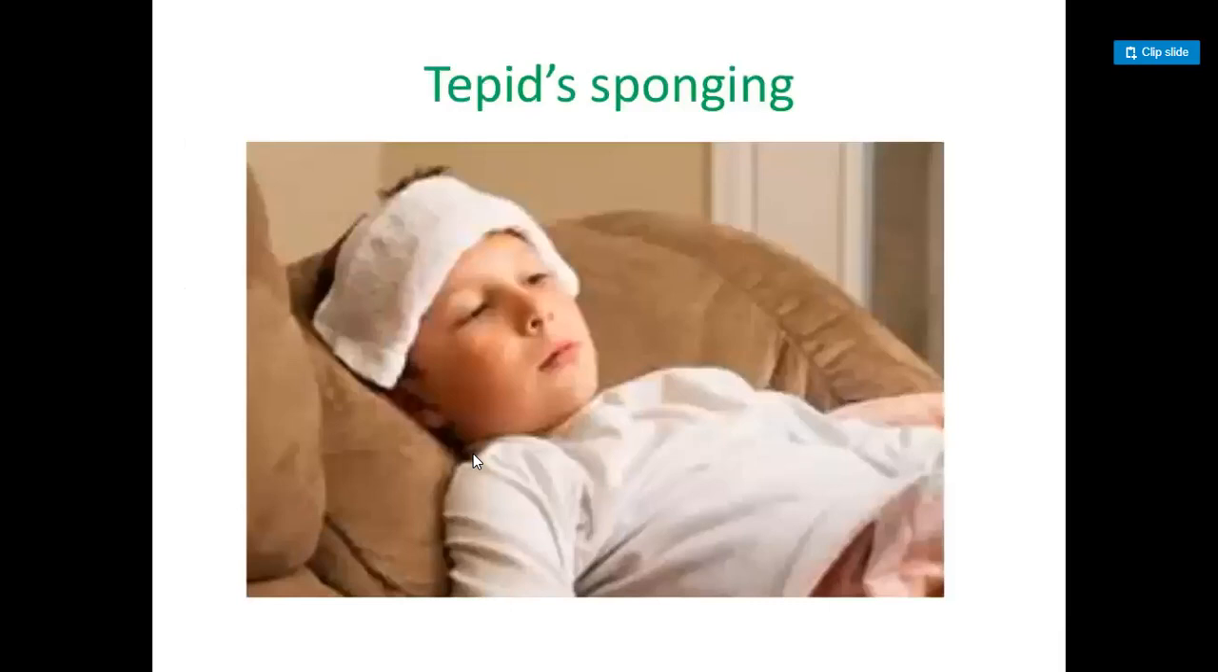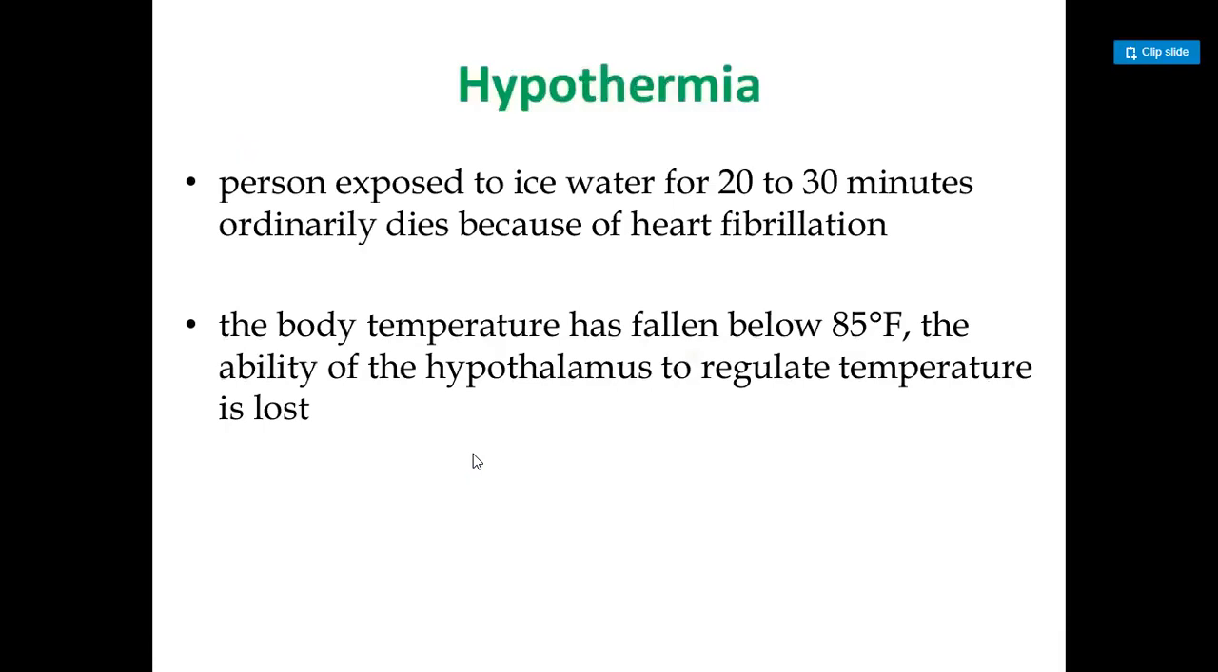Now, one of the ways to reduce the temperature is called tepid sponging, where you take a piece of cloth, put it in water, and put it on the head of the child, for example, so that heat can be conducted from the body to that piece of cloth. So that will help reduce the body temperature.